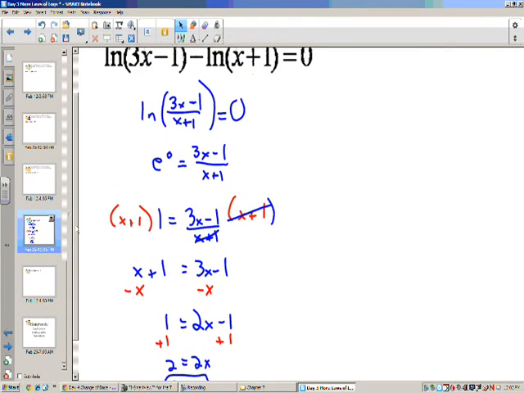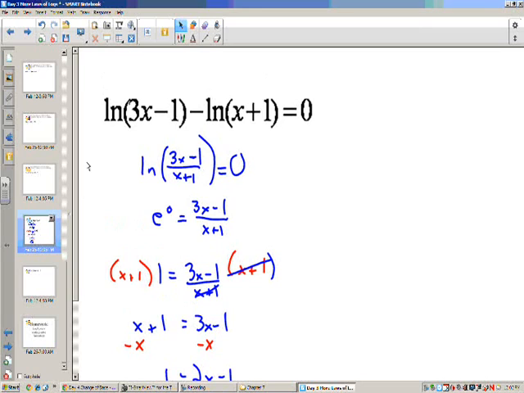Now if we want, we can go check and see if that works. The natural log of 3 times 1, which is 3 minus 1, minus the natural log of 1 plus 1. Is that going to equal 0? Well, that's the natural log of 2 minus the natural log of 2, which should equal 0. So it works.